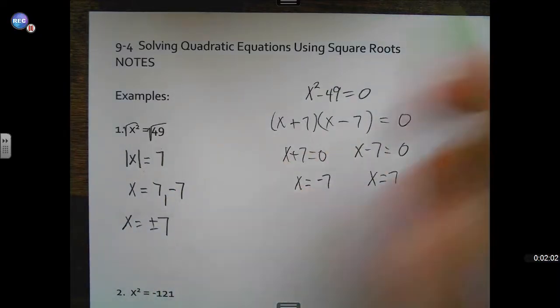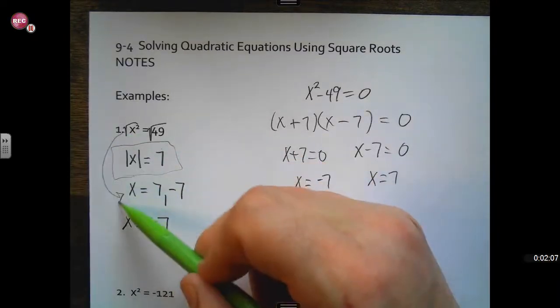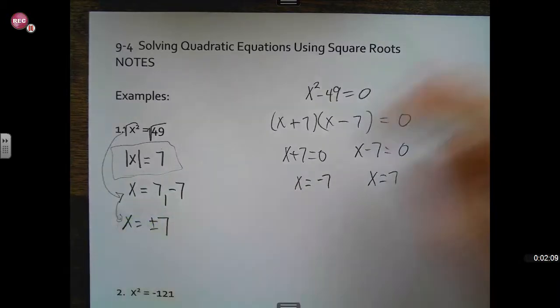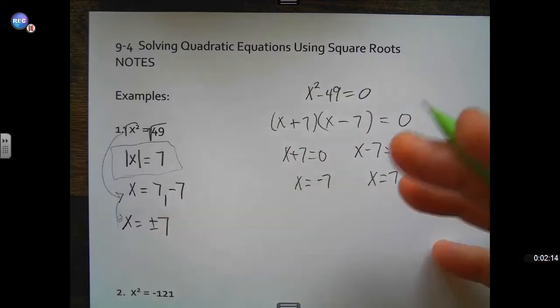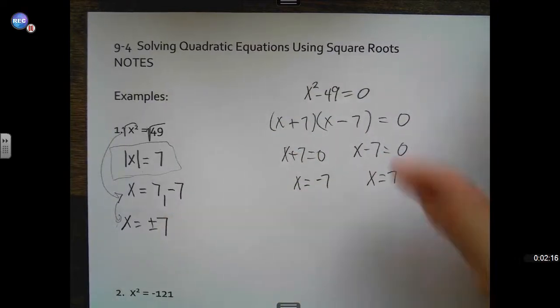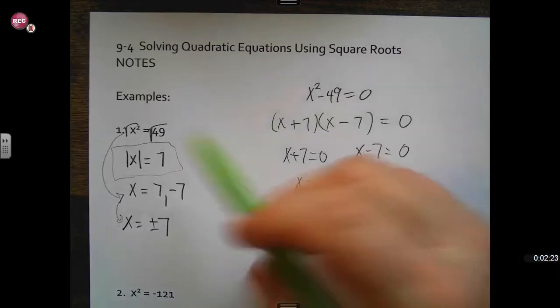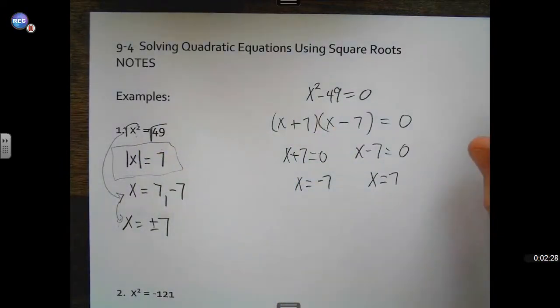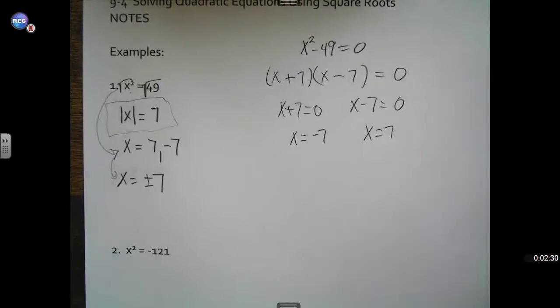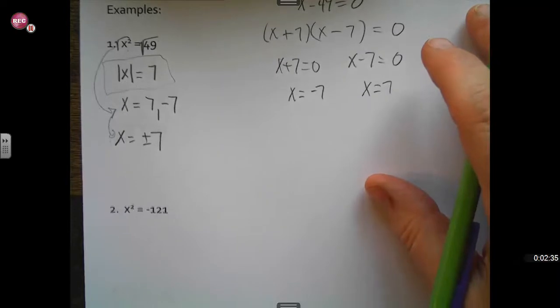Generally what happens is we skip this middle step and we go right to this step. And we forget why, when we take the square root of both sides, we get a plus or minus 7. But it is important to know where that came from. The reason we get that plus or minus 7 is because of what the square root is. So basically that's what we're doing in this section, using square roots to find that.